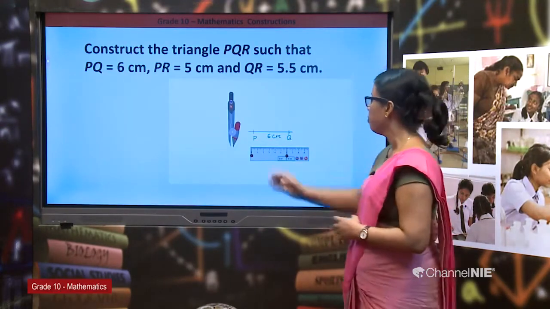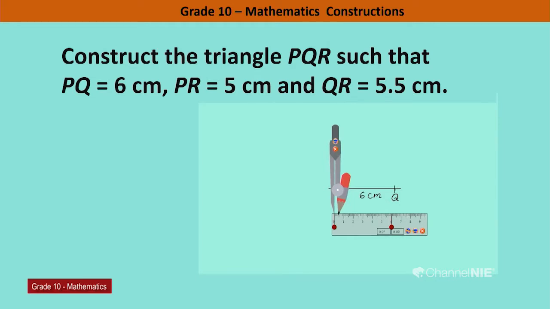Construct PQ line segment. Hope you can construct PQ line segment. Next, we want to find the point R. Keep the steel point on P. Take the radius as 5 centimeter and construct an arc. Next, we want to construct an arc from Q. The radius will be 5.5. Keep the steel point on Q. Construct an arc.